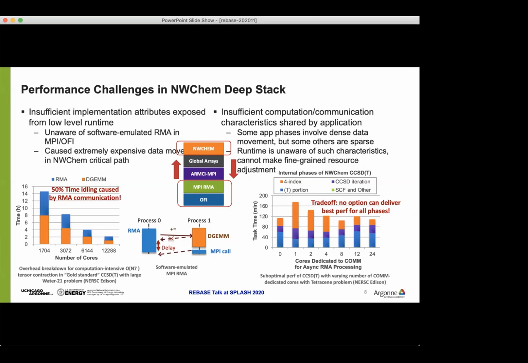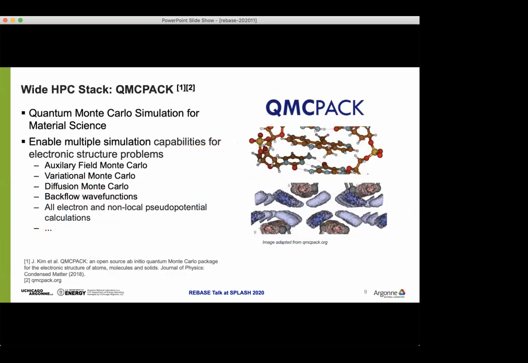That's what we can see for the NWChem deep stack. Okay, of course, I will share some experiences about how to address those challenges in the later slides. But let me go to another example, so I think the audience can know what actually challenges we have from different applications. The second example I would give is QMCPACK.